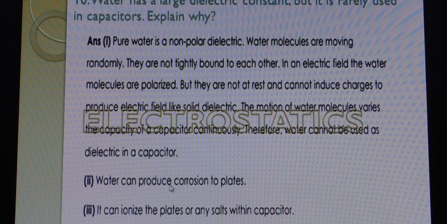Water can produce corrosion to plates. Corrosion means damage. It may damage the plates of a parallel plate capacitor. And secondly, it can ionize the plates or any salts within the capacitor. So that is the cause of corrosion in capacitors.